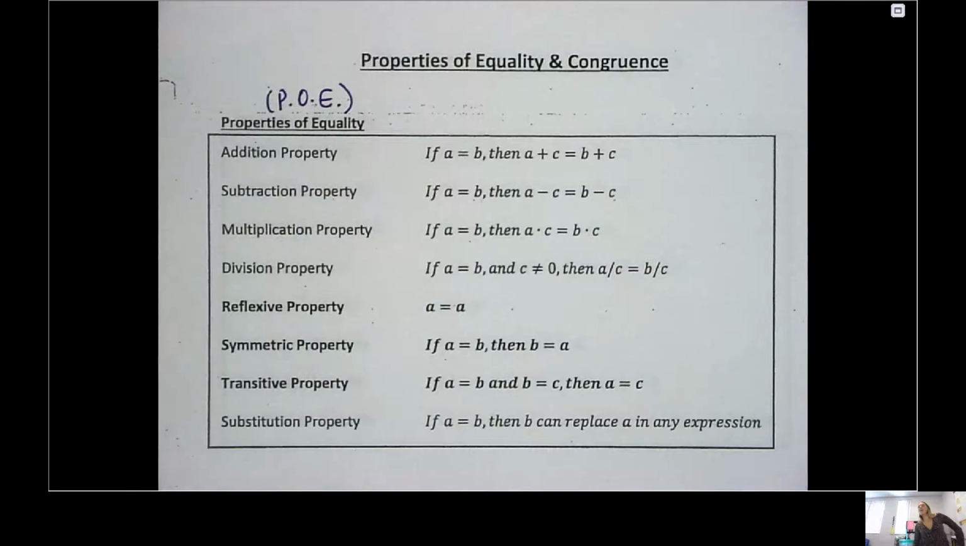Okay, so properties of equality. What does equal mean? Or what does equality mean? Equal means that they're the same, right? So properties of equality have to do with keeping something the same on both sides of the equation. If you look at our warm-up question over there, we subtracted 7x on both sides of the equation. That's a property of equality. So if you do it on both sides of an equation, it's called a property of equality.